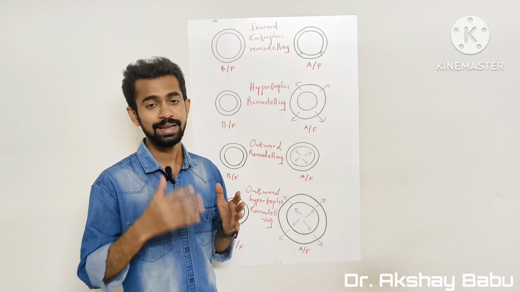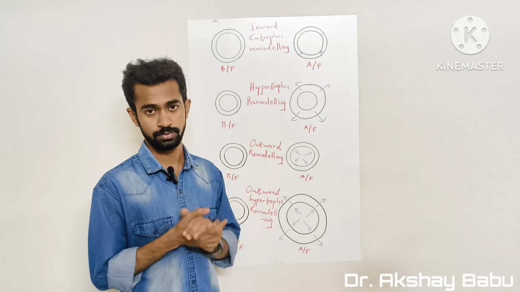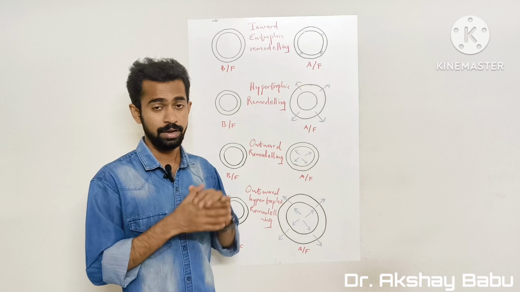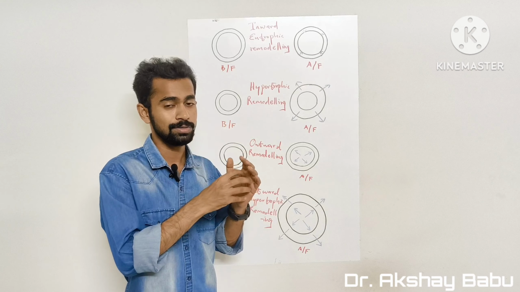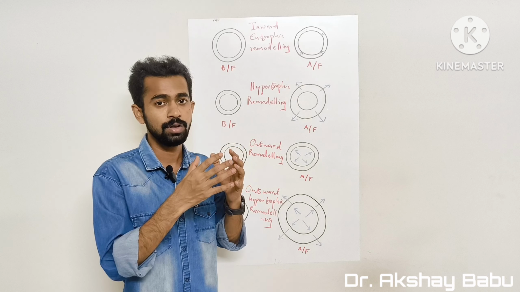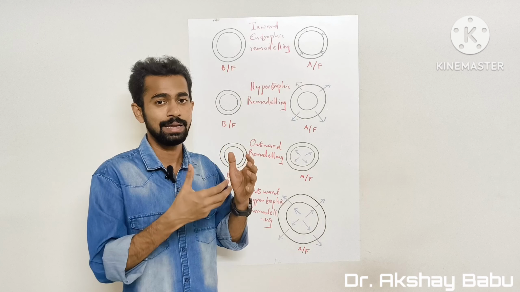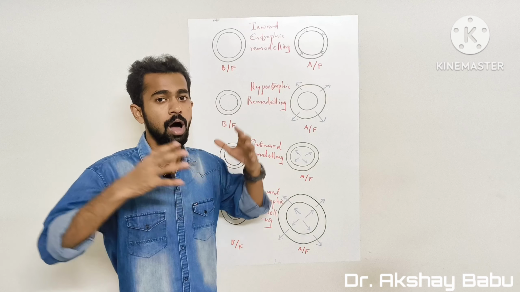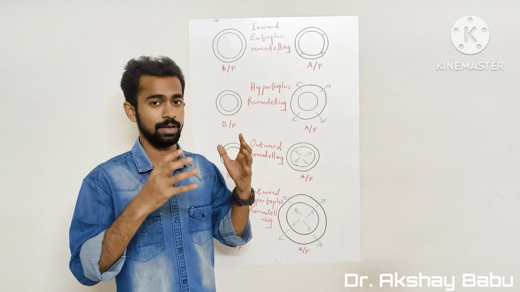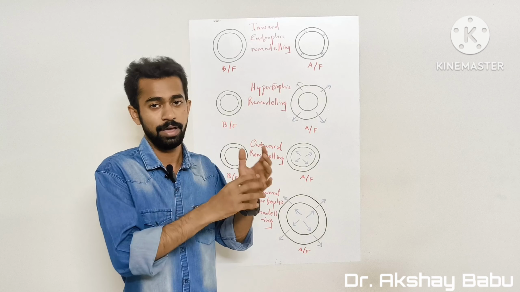This occurs mainly in atherosclerosis patients, that too in the early stage of atherosclerosis. In the early stage of atherosclerosis, when plaque starts growing, the arteries will increase their diameter outwards. This is to increase the lumen diameter so that it can protect the lumen from the plaque.